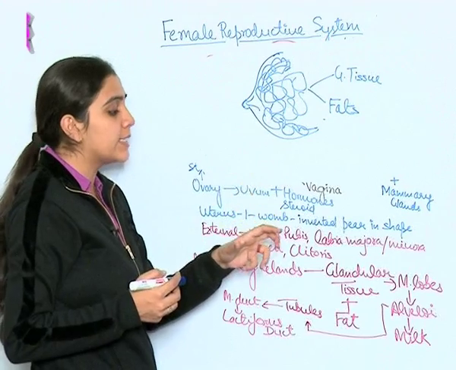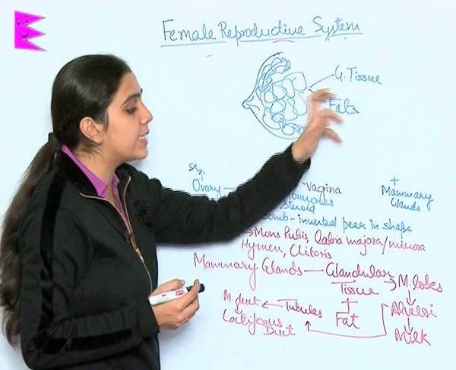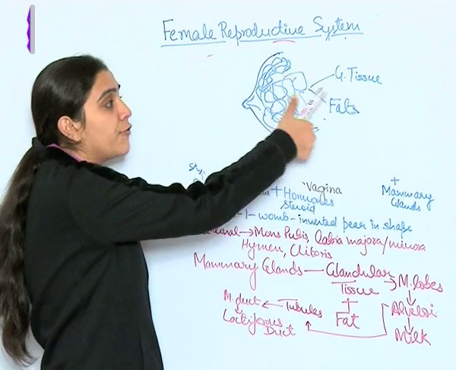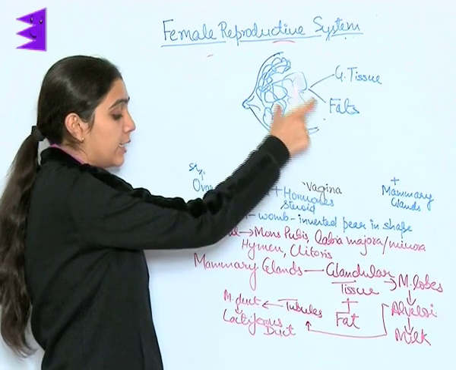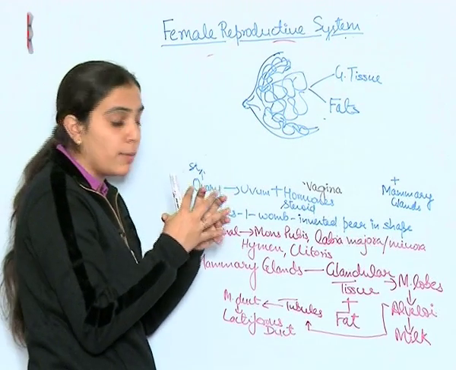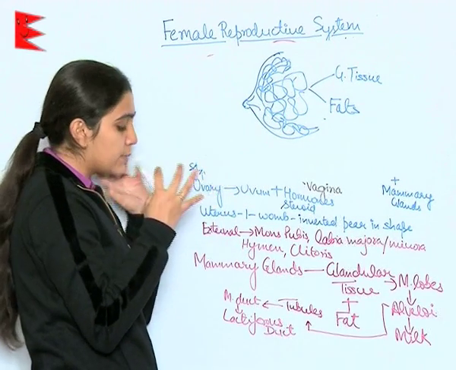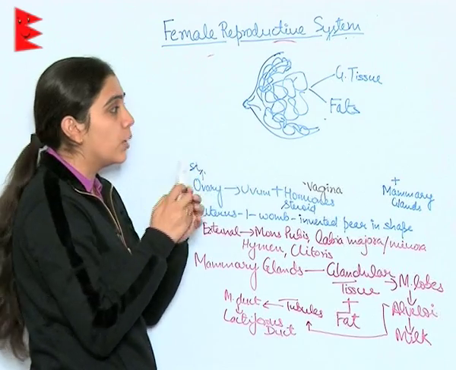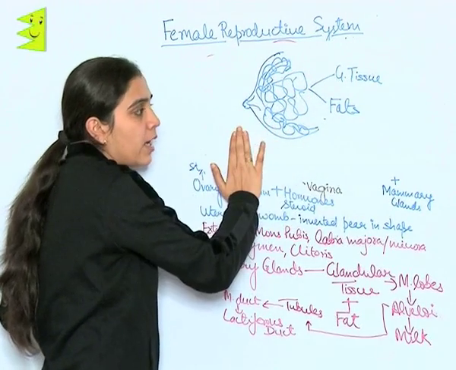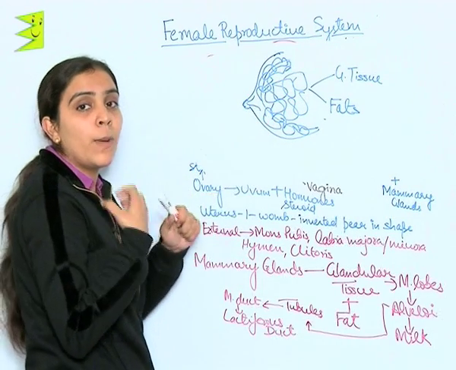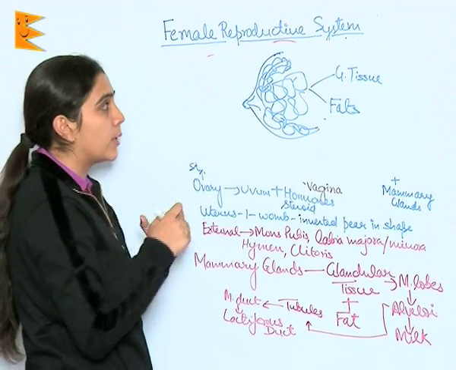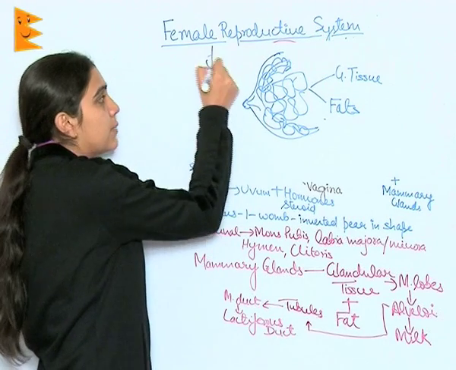These alveoli cells actually secrete milk, and they further have glandular tubules. These glandular tubules collectively form the mammary duct, and each glandular tissue may have 15 to 20 mammary ducts, and these mammary ducts open into lactiferous ducts from where the milk can be sucked out. So this is the female reproductive system.